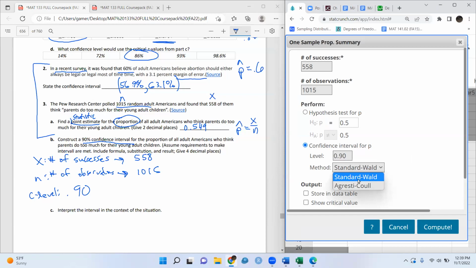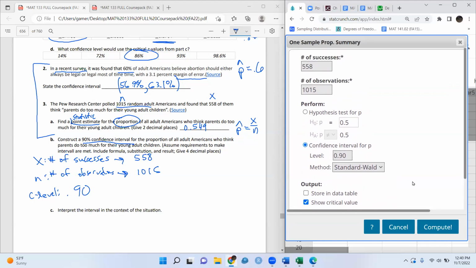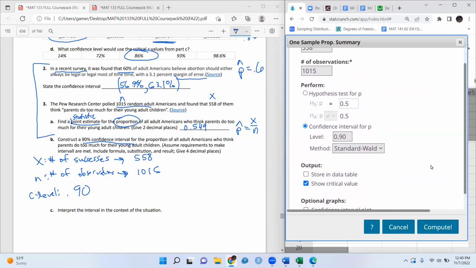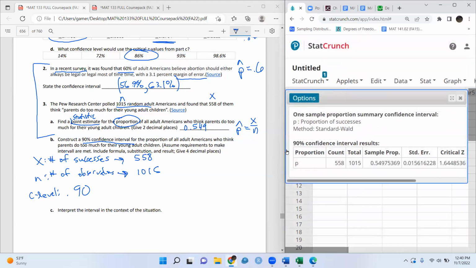And always leave this standard Wald. I think there was once a question in StatCrunch that used a different method, I don't even know how to pronounce that, but we're not going to do that. Because it says include formula, substitution, and results, we want to know what the critical value is, because that's part of the formula and part of the substitution. So click that for your output. And we really don't need anything else, although we could check out the confidence interval plot, but I don't know that that's useful. Click compute, and here's everything we need.